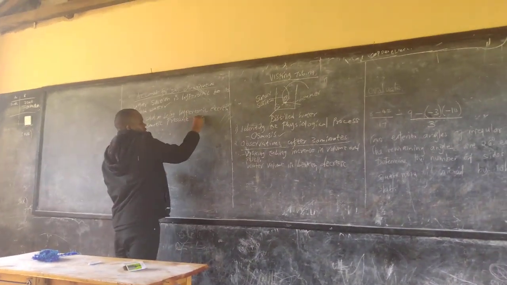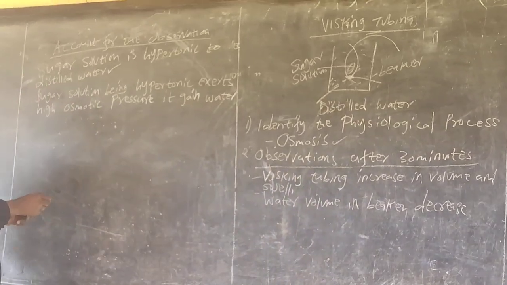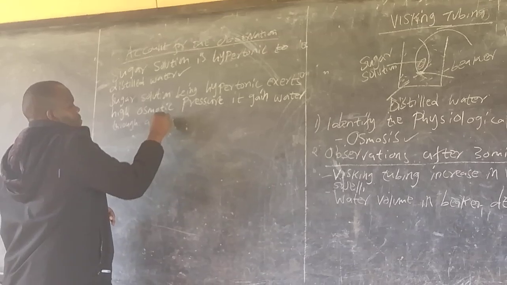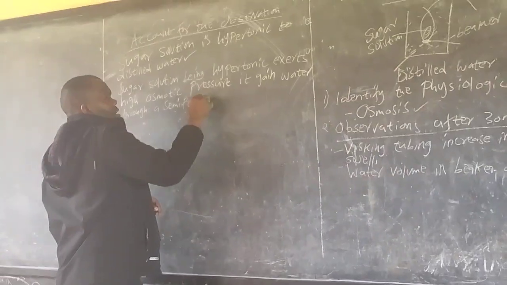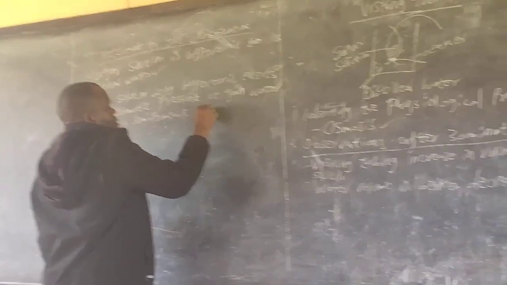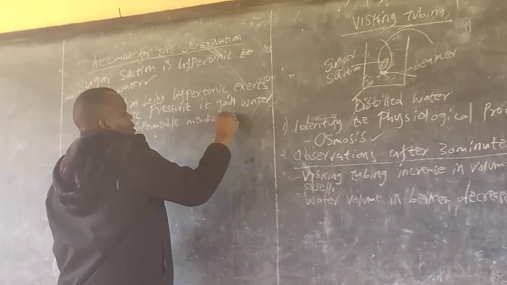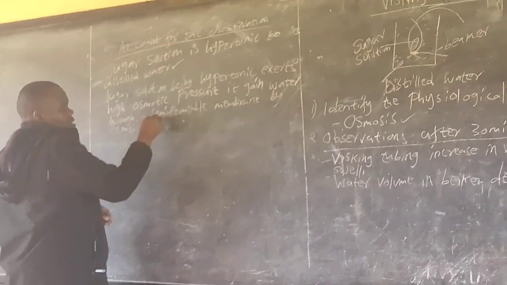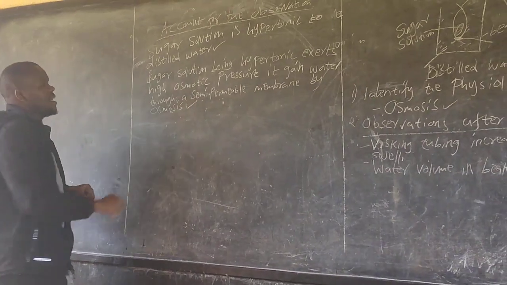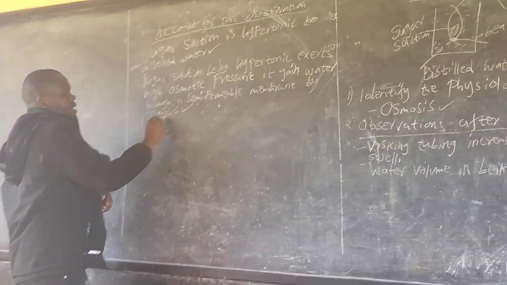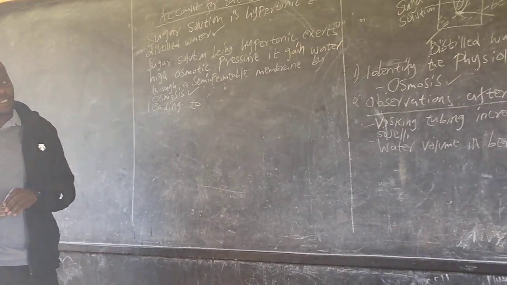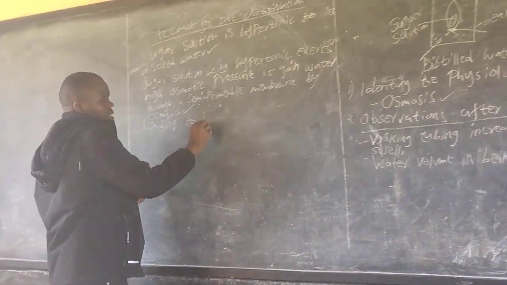It gains water through a semi-permeable membrane, that is the tubing, by which process? Osmosis. By osmosis. That process should be there. You get your second mark. Is that clear? Yes. I'll say now that mark will be the observations that are there, right? Leading to what now? Visking tubing doing what?